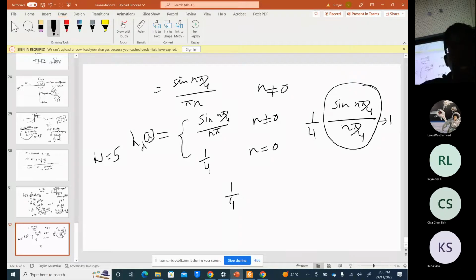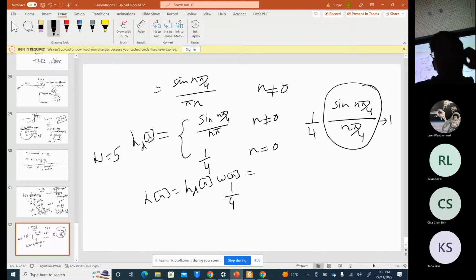But then we will have to multiply Hdn by, not convolution, multiplied by Wn. Here Wn can be any window, such as the Bartlett window; different windows have different equations. So if the equation is given, you substitute and find it. If it is a rectangular window, then it is just 1. So if it is 5, then you will have only 5 coefficients.